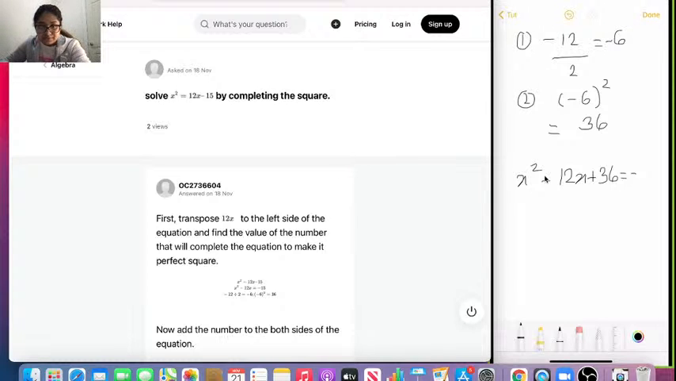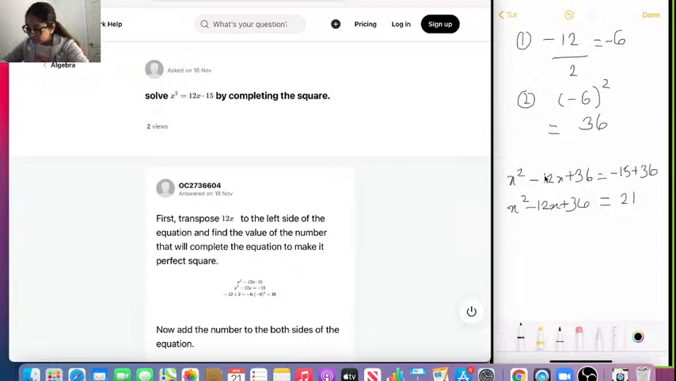Negative 15. Okay, so x squared minus 12x plus 36 equals negative 15 plus 36. And so we can simplify negative 15 plus 36 even more, and what we get is 21. Yes, we get 21. So x squared minus 12x plus 36 equals 21.